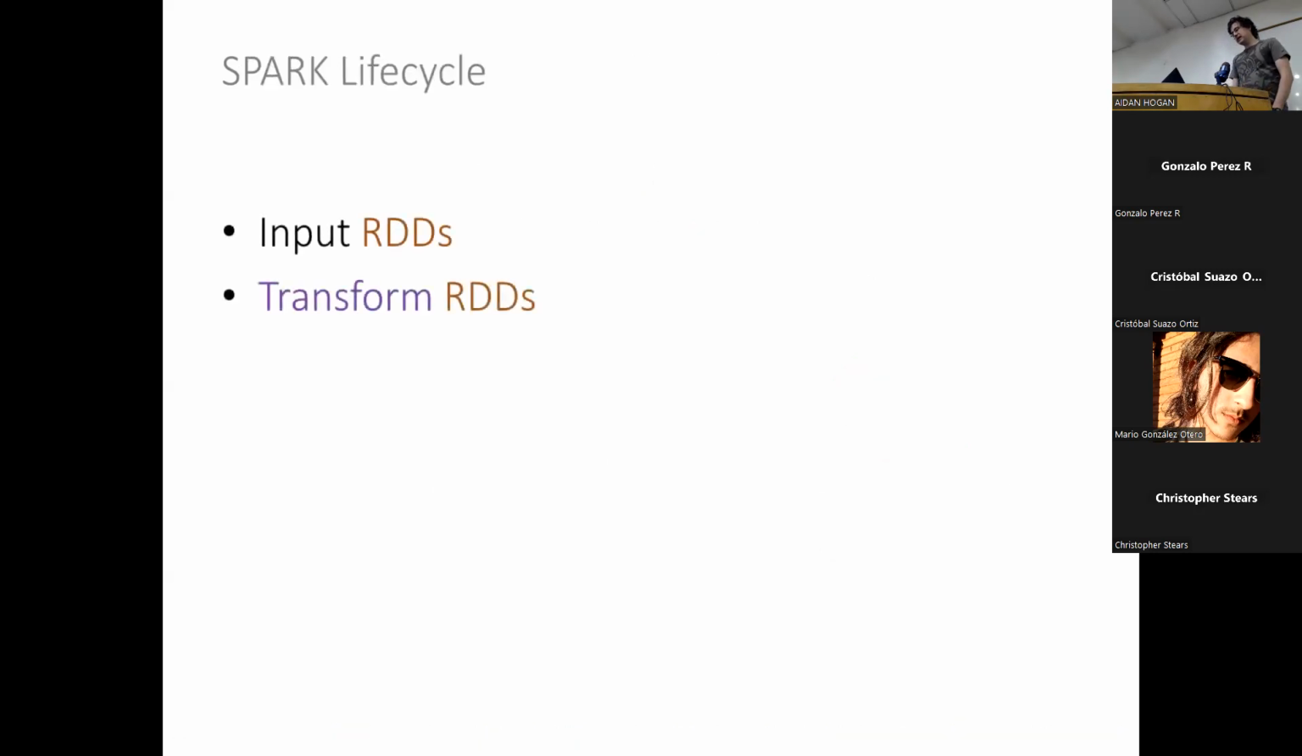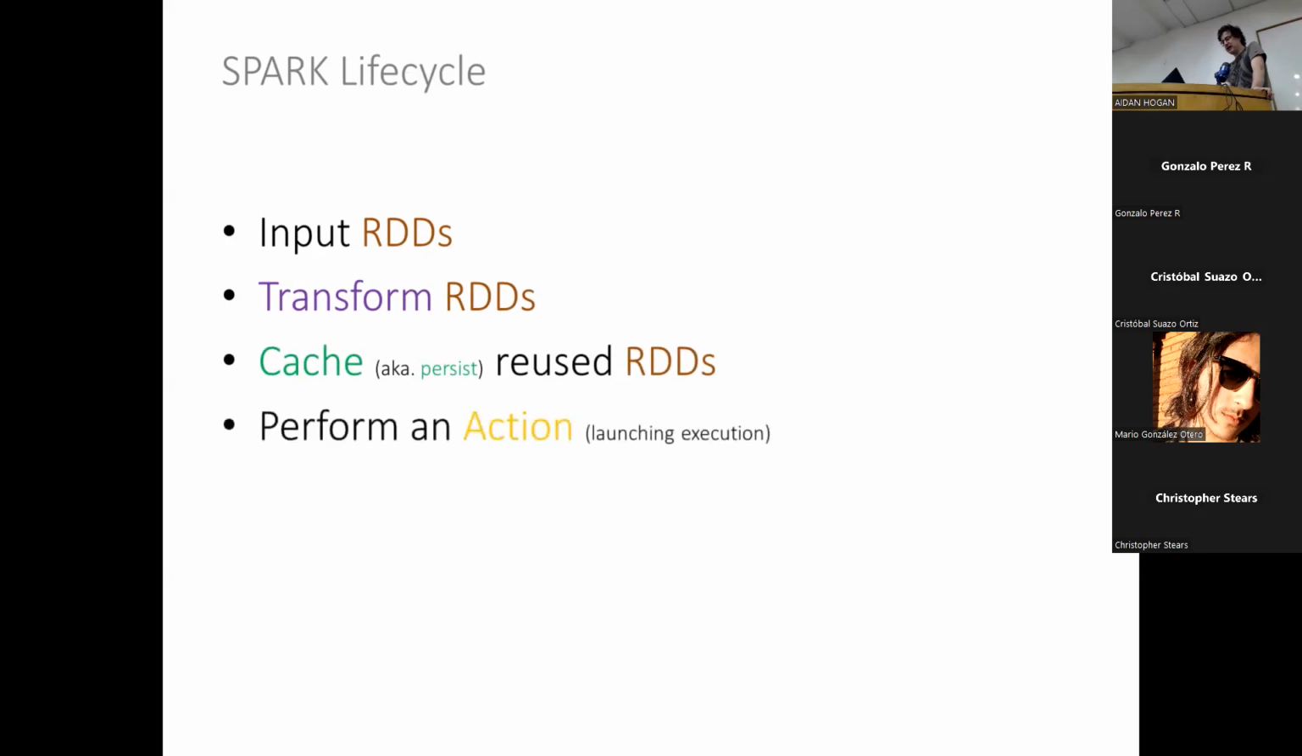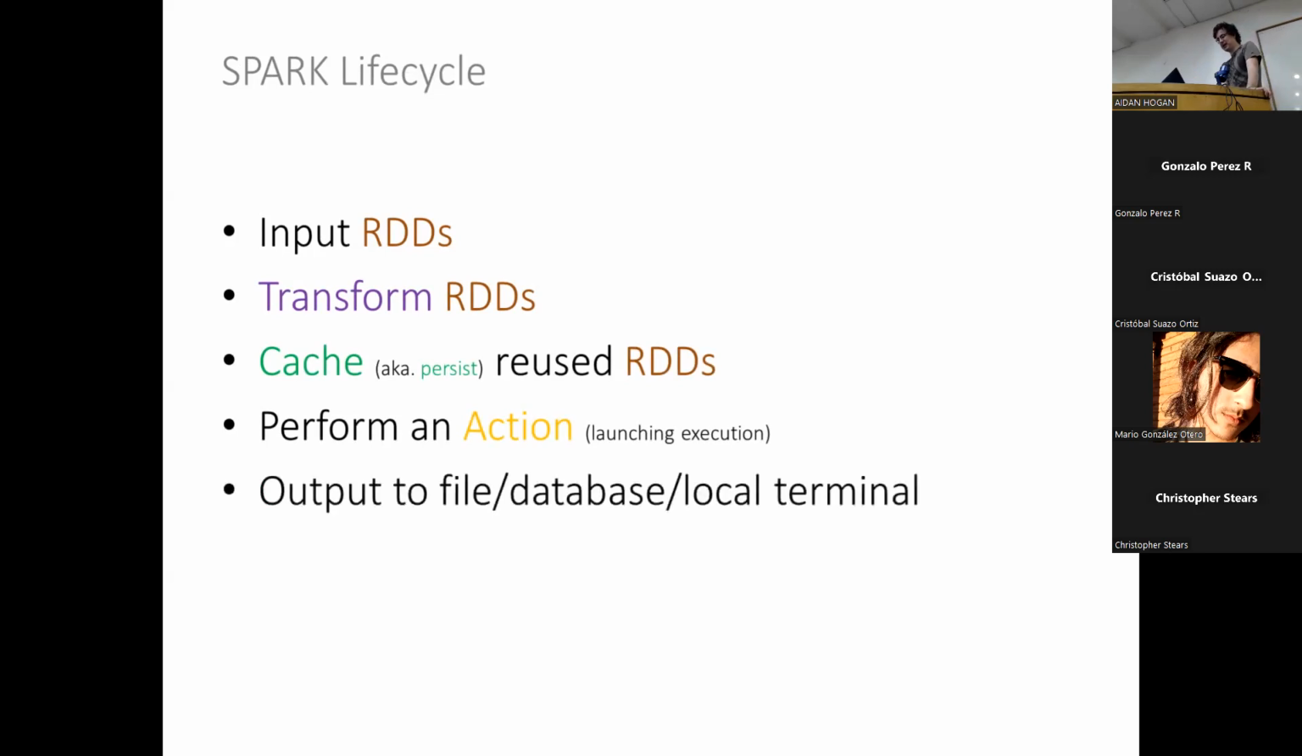In the Spark lifecycle, as it's called, we have some input RDDs that could be loaded from HDFS or some other source, a database, a NoSQL store, whatever it might be. We transform those RDDs, and then we can use cache or persist to reuse RDDs several times, ones produced by transformations that are not materialized, and then perform some action, which causes some external result that we can observe. We can output to a file, the database, or a local terminal. So this is essentially Spark in a nutshell, the core of Spark.